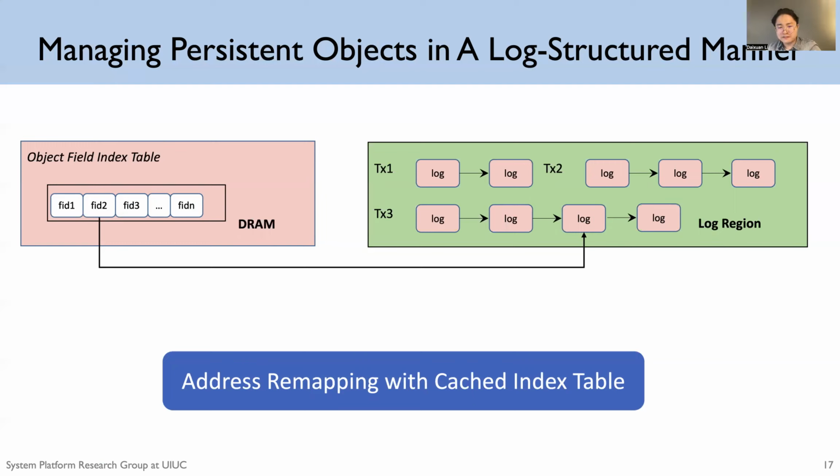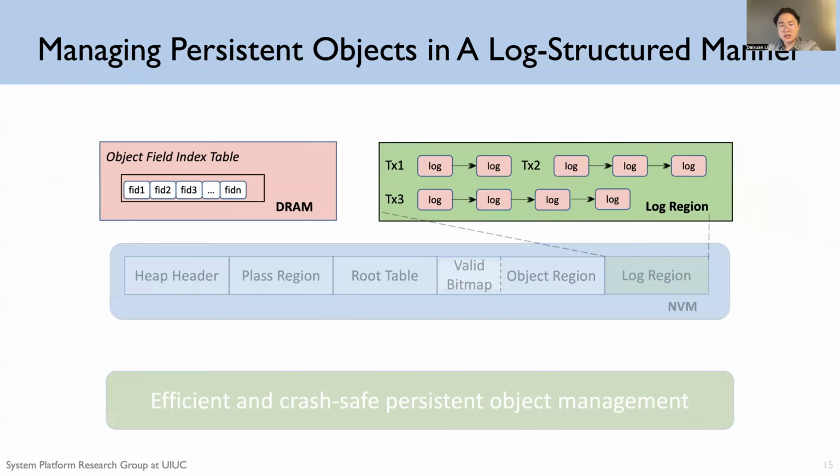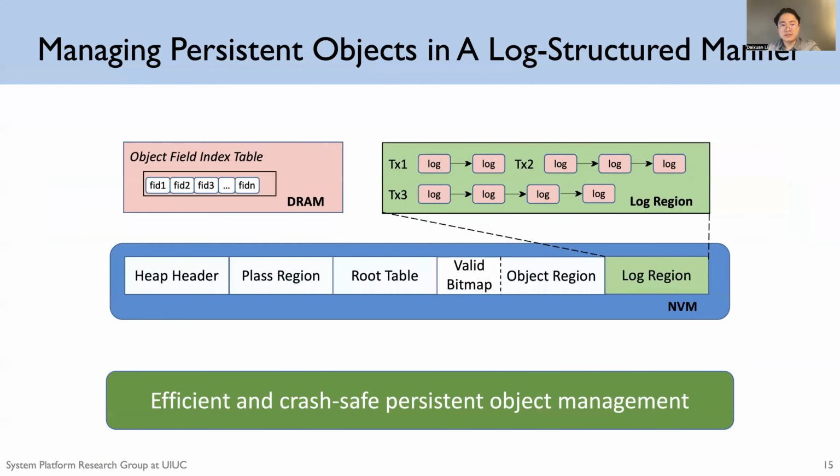Because each object field has a fixed index value during the object lifetime, UniHeap uses this field index to store the address of the latest update in the log region. The object field index table is cached in a fast DRAM for further performance improvement. With all the above design, we can achieve an efficient and crash-safe persistent object management.